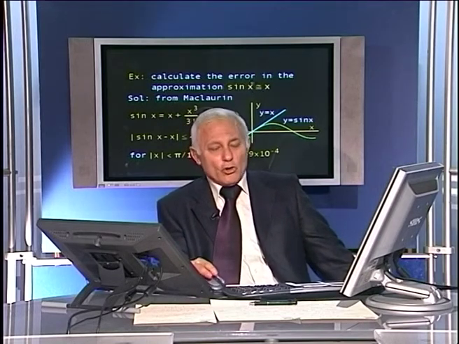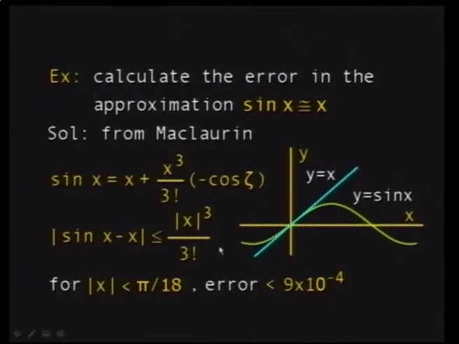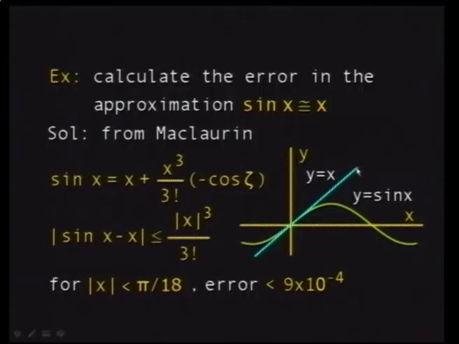Well, it depends on your error. Here is the error, which is the remainder. Now the error is of the order of x cubed. All you do is substitute your angle, pi over 18, for x here, and you find that the error is 9 times 10 to the minus 4. So you say, yes, I can approximate sine x by x, and you see here that sine x in the neighborhood of the origin is almost equal to a polynomial of degree 1, which is this line here.